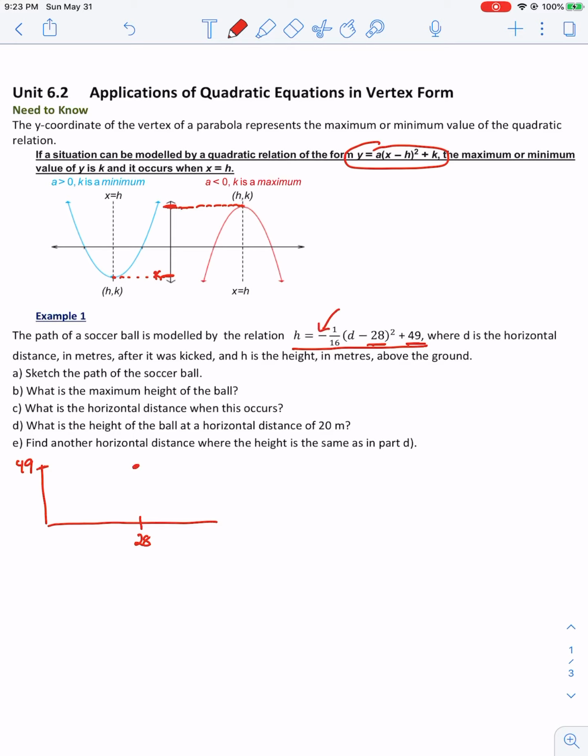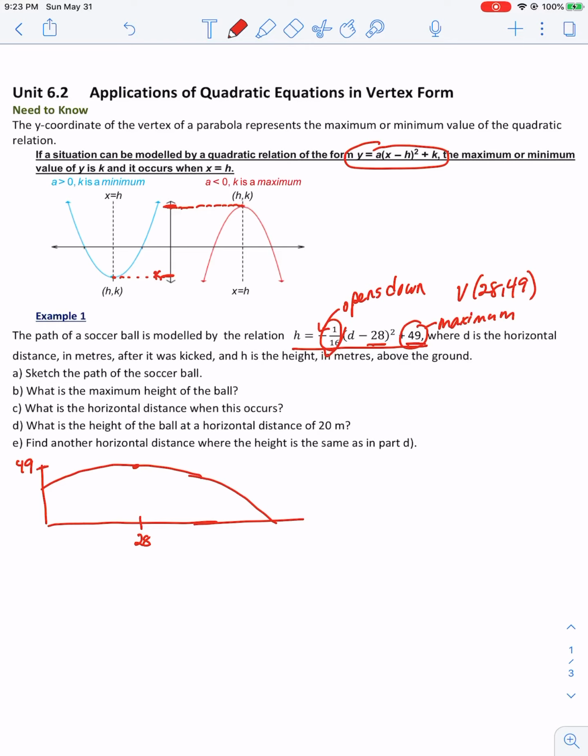The fact that this is negative means that it opens down, which means that this value here, the y-coordinate of the vertex, so the vertex is at (28, 49), this y-coordinate of the vertex is going to be a maximum. Now, the a value is negative, which means it opens down, but it's also 1/16, which is really wide, right? It does something like this, and then eventually I'm guessing that the soccer ball comes down.